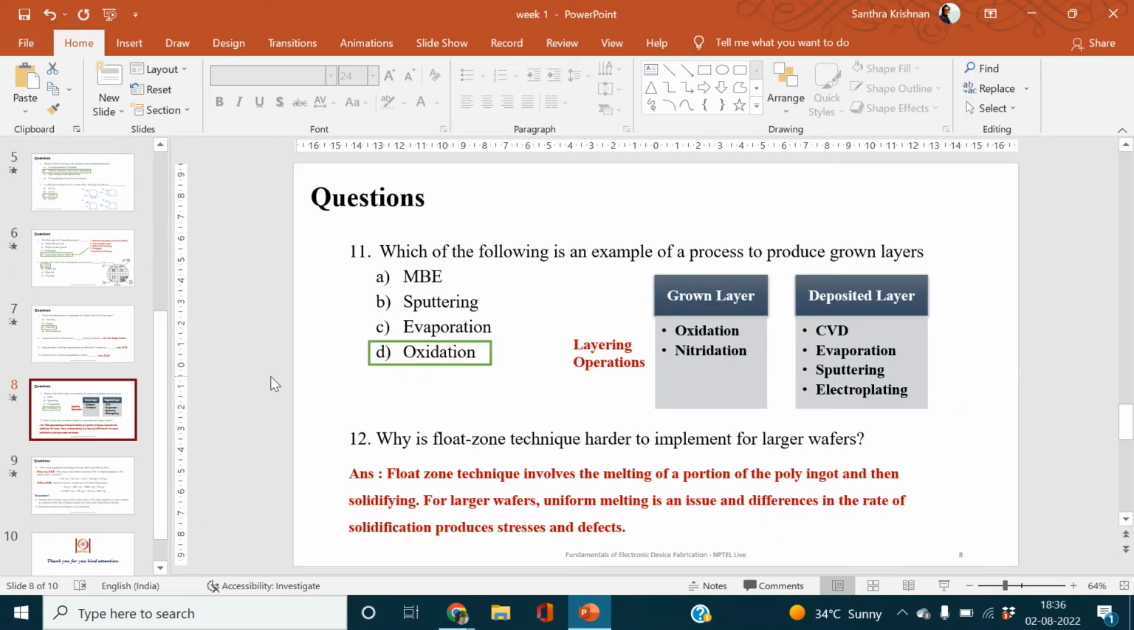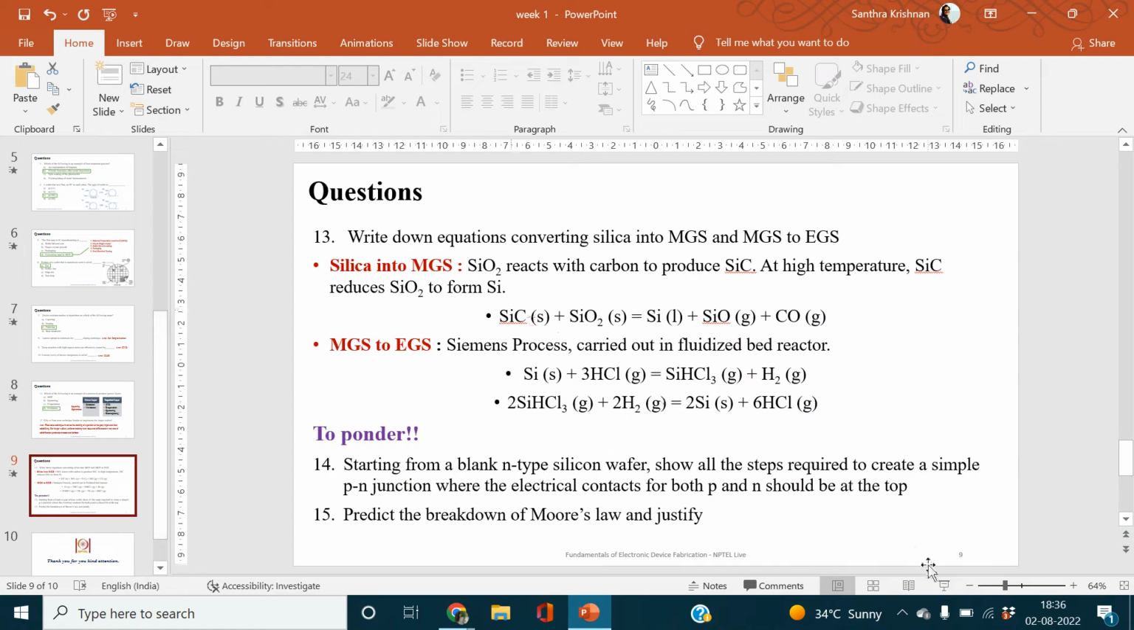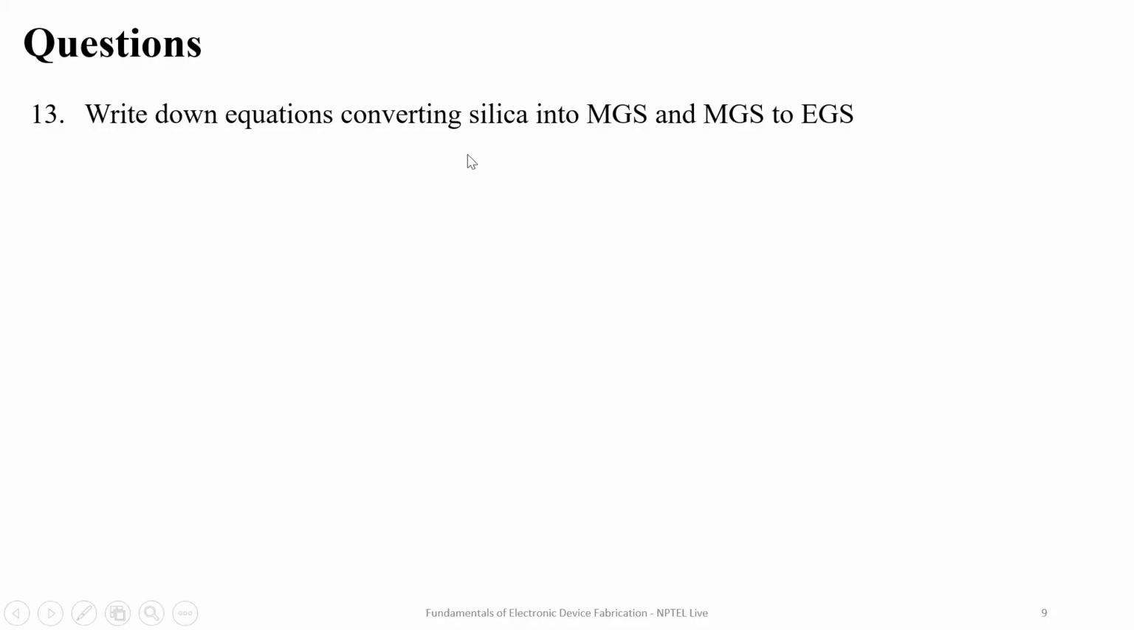Okay, so we'll move on. The next question is, write down the equations converting silica into MGS and EGS. I would like to give you 2 minutes. All of you can take a piece of paper and try writing it down, and then we'll compare your answers with the correct answer. Once you're finished, you can tell the answers also.